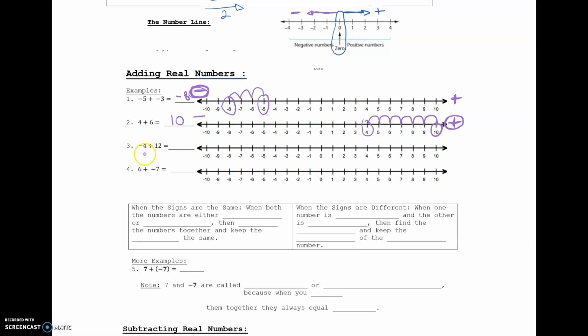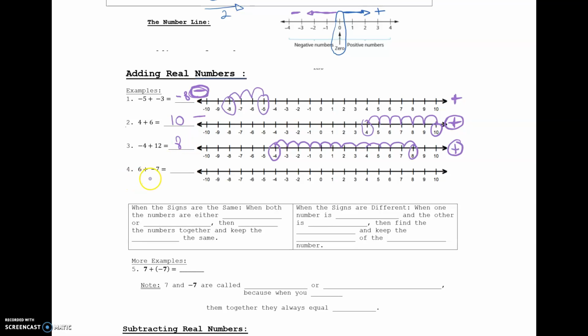Now, example 3, I'm starting at negative 4, and I'm adding a positive 12. So I'm going in the right direction, 12 units. So I'm going to count 1, 2, 3, 4, 5, 6, 7, and 8. So 8, not 12. 8, 9, 10, 11, 12. There we go. Okay, so I ended up at a positive 8.